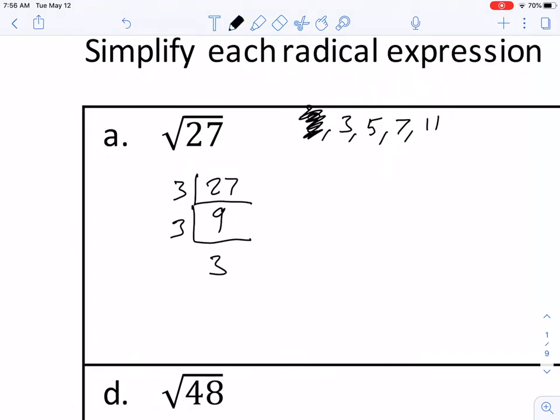So I'm looking for groups of 2. I have a pair here, and one person stuck inside the radical. So 1 gets out, and this guy that I put in the box is still stuck inside. 3 square root 3.